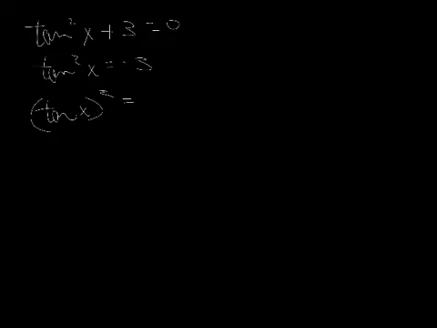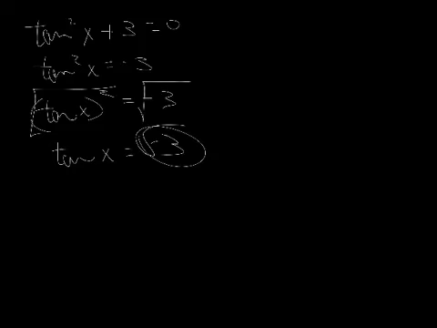Tangent squared x plus 3 equals 0. Okay? And that is actually going to be tangent squared of x equals negative 3 when we move the negative 3 to the other side. And what we have here is, if it helps to write it this way, you can go ahead and do that. Sometimes it helps to do that. Square root. So you have tangent of x equals the square root of negative 3.